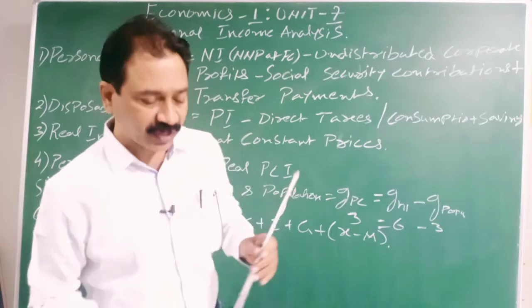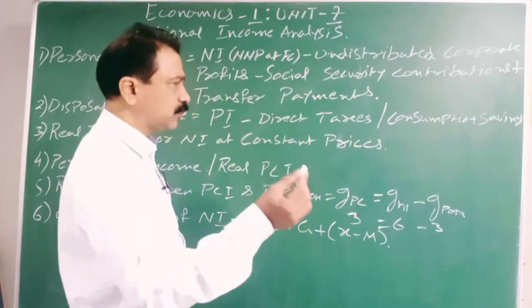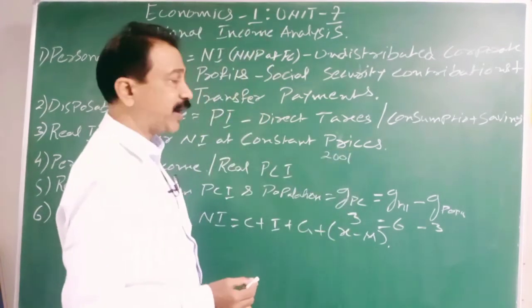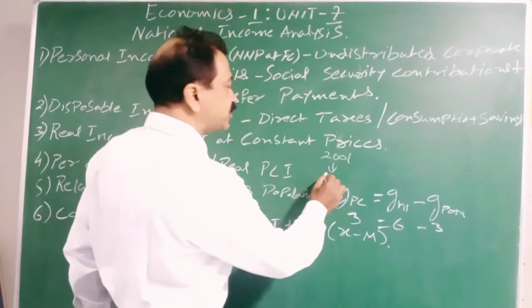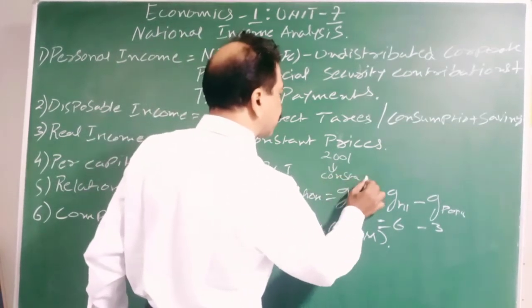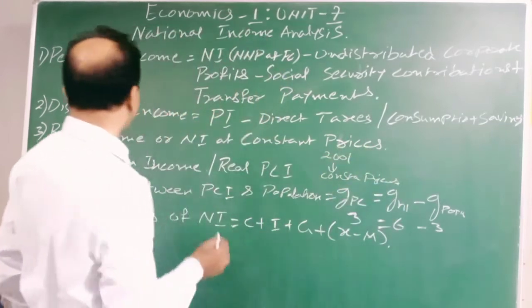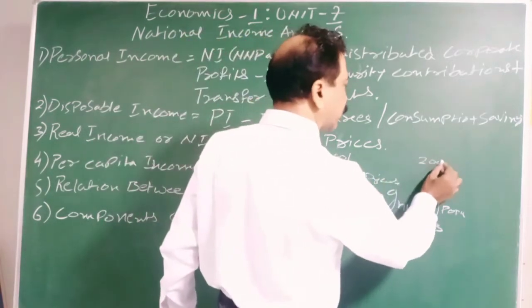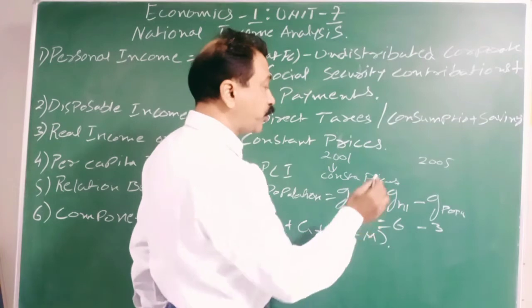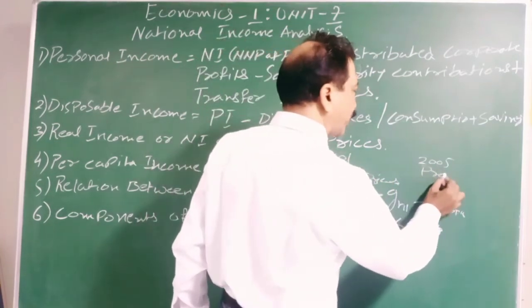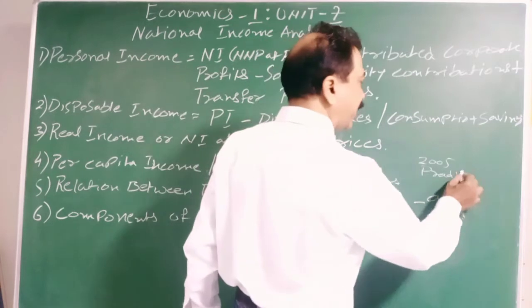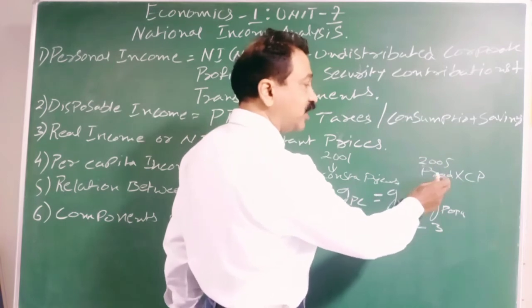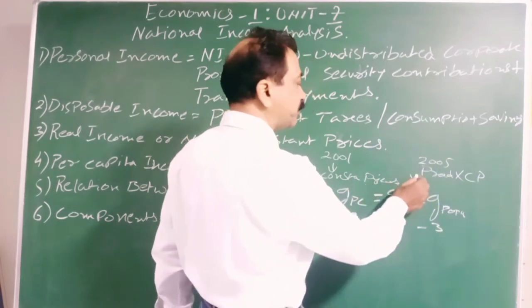Let us take a year, 2001, as a standard year, and the prices of 2001 we take as constant prices. Constant prices. And in 2005, whatever has been produced, that product will be calculated. The product is going to be multiplied by current prices, meaning that year's prices, as well as that product is going to be multiplied by constant prices.